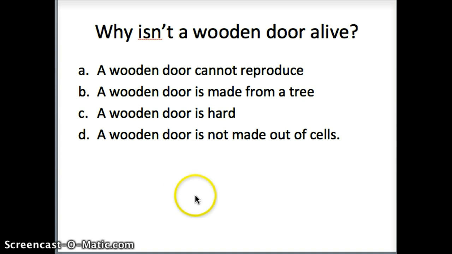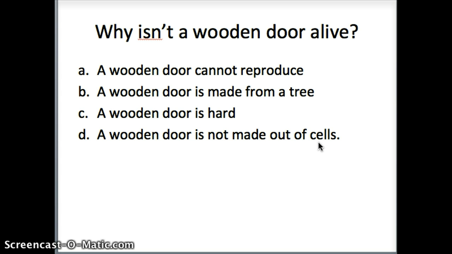Let's take a look at each answer option. D says a wooden door is not made out of cells. That's not true. Wood comes from trees. Trees are made out of cells. So wooden doors are made out of cells. C. A wooden door is hard. This is true, but does not explain why a wooden door is not alive. B. A wooden door is made from a tree. This is true, but does not explain why a wooden door is not alive.